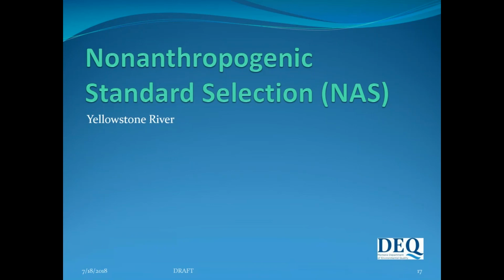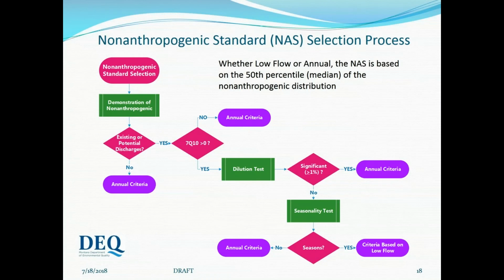can calculate the NASS, or the non-anthropogenic standard. Okay, so this is another process that we developed in the Yellowstone model, or in the Madison River model. And once you have a demonstration of non-anthropogenic, which we just went through, we look at any existing or potential discharges on each segment of the Yellowstone River. So we ask the question, are there any existing or potential discharges on the segment of the Yellowstone River? And there was one, segment 3, that did not have any existing or potential discharges. So we would just default right to the annual criteria.